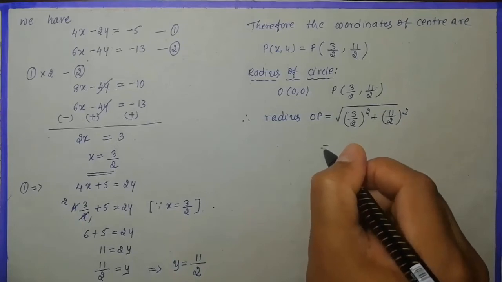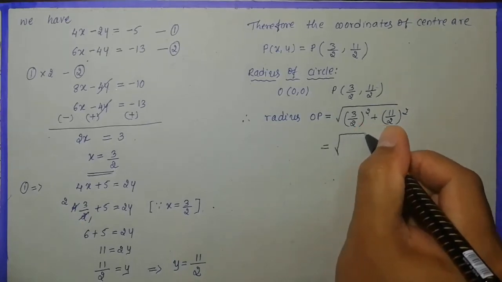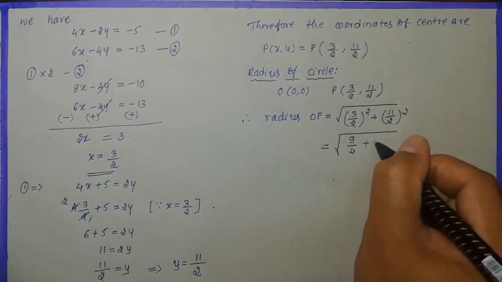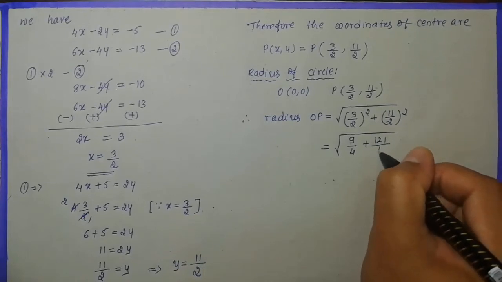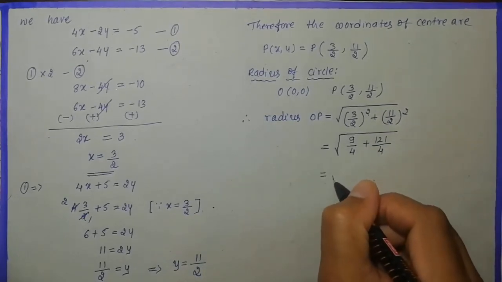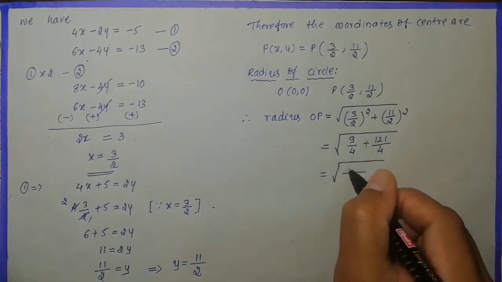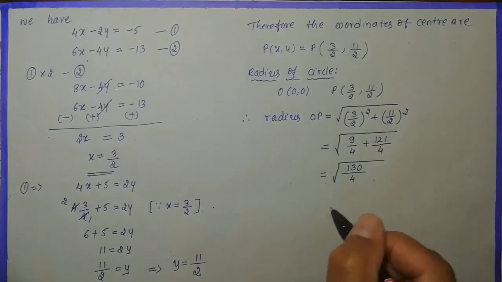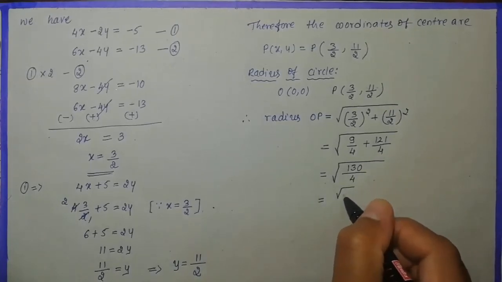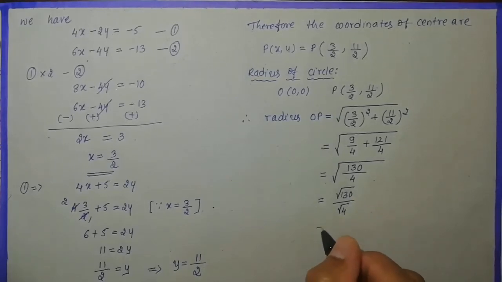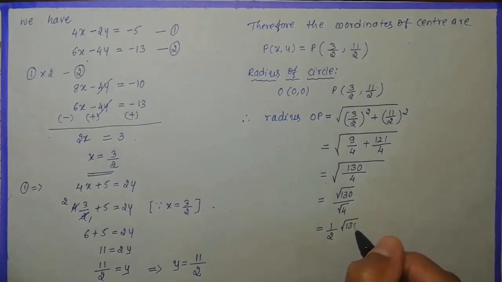Now you have to simplify within the square root. First you need to square this: 3 square is 9, 2 square is 4, and then 11 square is 121, and 2 square is 4. The denominator is the same, so I'm going to add the numerators. 121 plus 9 becomes 130. If you split, it is the square root of 130 divided by the square root of 4, but the square root of 4 is 2, so 1 by 2 into the square root of 130. 130 cannot be simplified, so I'm going to write it as it is.